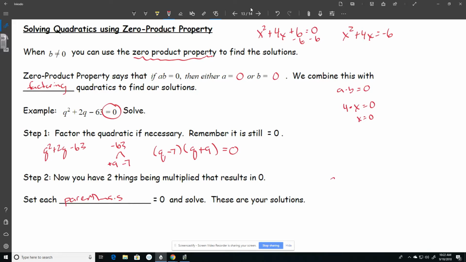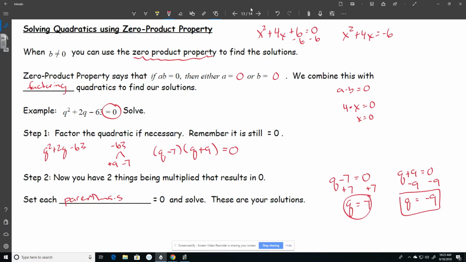So for example, q minus 7 is my first parenthesis. Set that equal to 0 and solve for q. Add 7 to both sides. q is equal to 7. So one of my solutions is q equals 7. My other one, q plus 9 equals 0. Minus 9, minus 9, q equals negative 9. There's my other solution. So if I plug in a 7, I get 0. If I plug in a negative 9, I get 0.